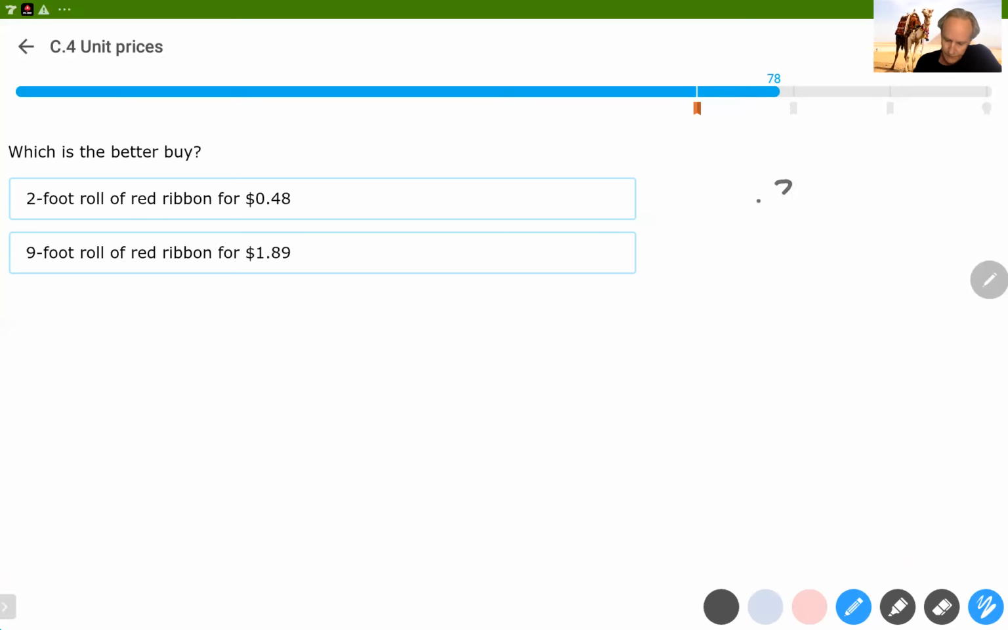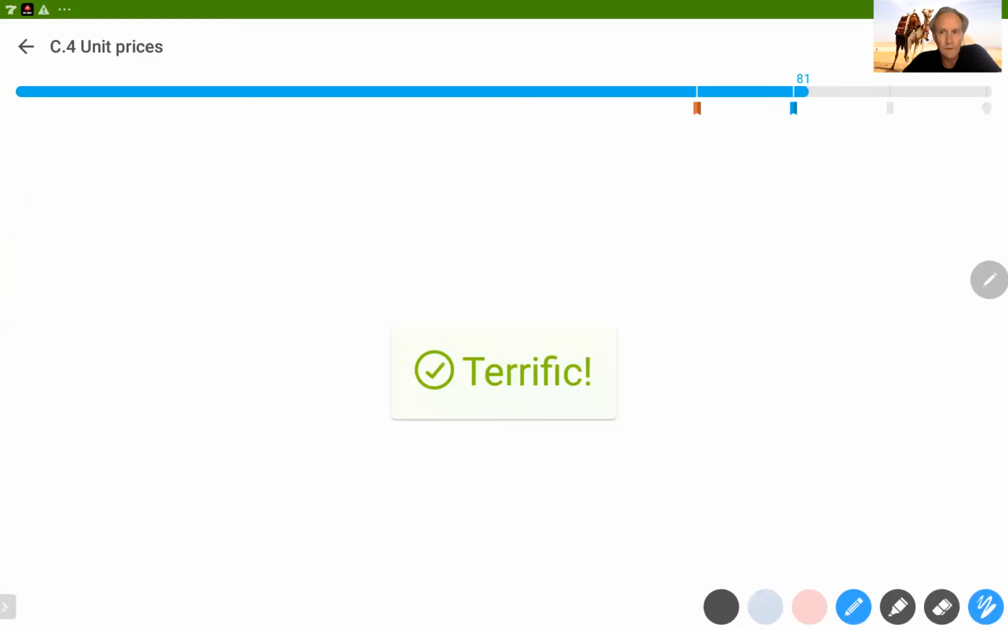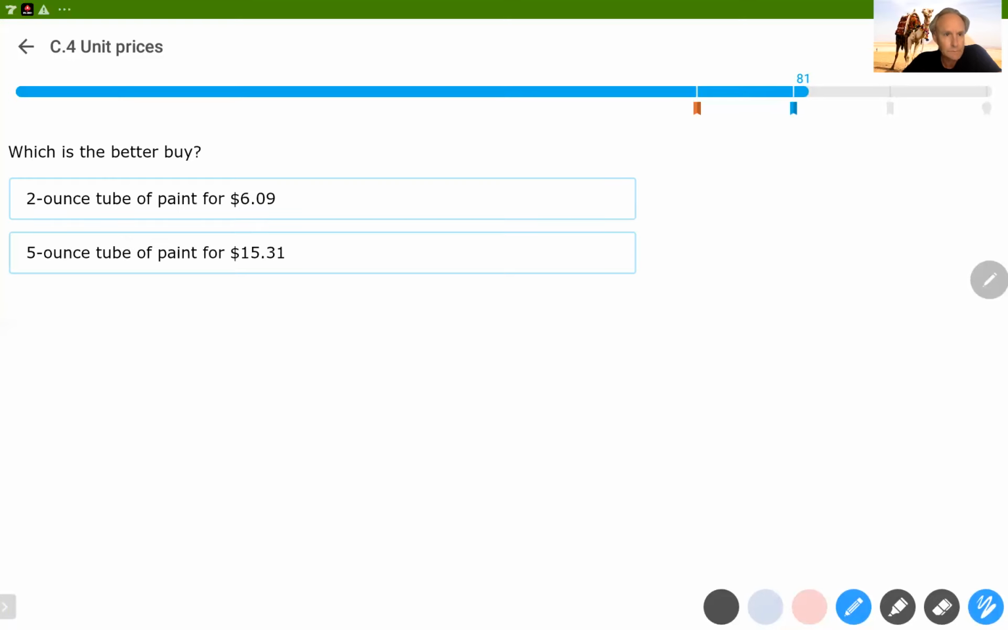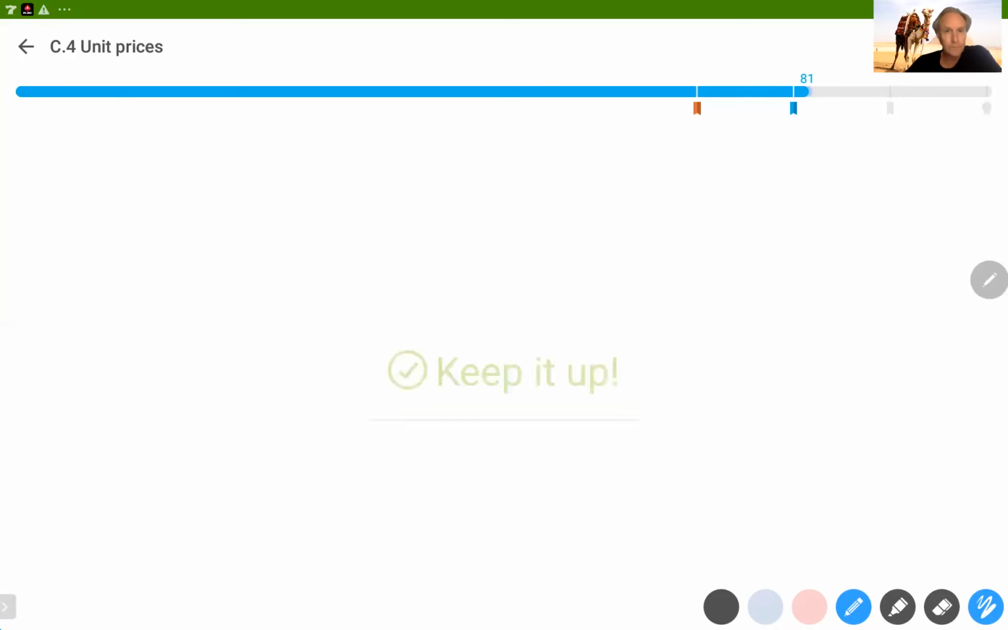This is 24 cents. When you divide by 2, and 9 goes in 21 times. And we want the better buy, less expensive. 2 goes in 304 with a little extra. And 5 goes in 306. So the better one is the first one.